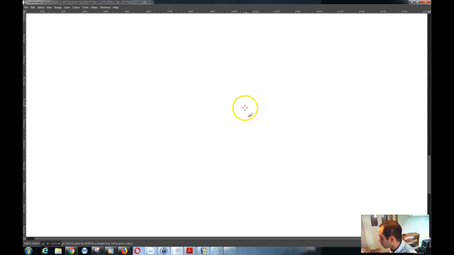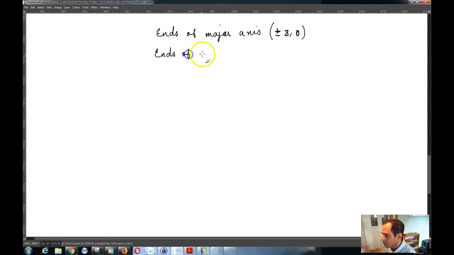There is, for example, another type of problem that says that you want to find the equation of the ellipse that, for example, ends of major axis are plus or minus 3, 0, and ends of minor axis are 0, plus or minus 2.